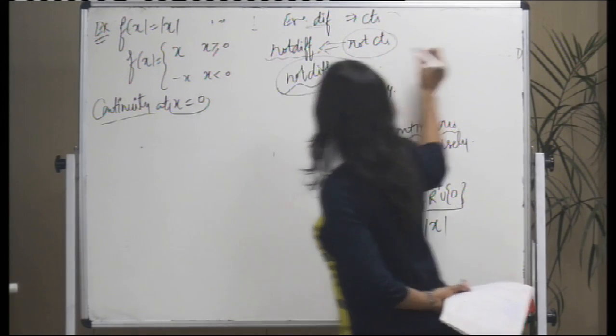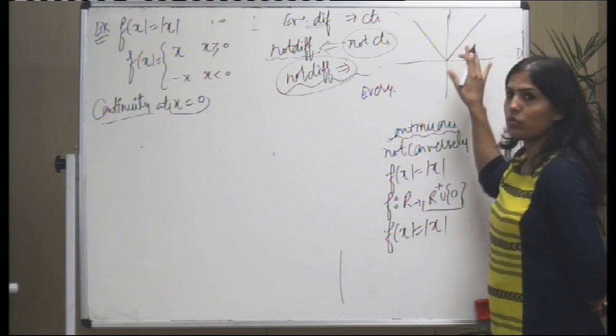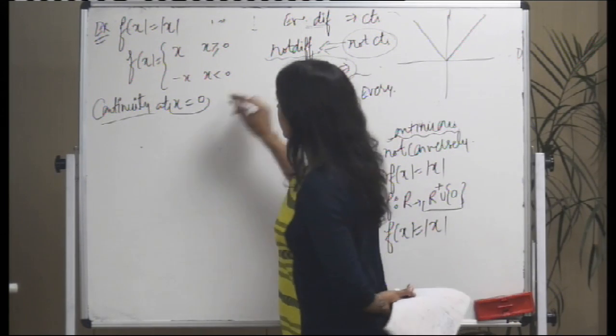Okay, you can see now continuity at x equal to 0. The graph also you know now for this function. This is actually a very basic one. This is the graph. You know how to draw this graph? Yes, sir. All of you know how to draw this simple graph. Now continuity at x equal to 0.